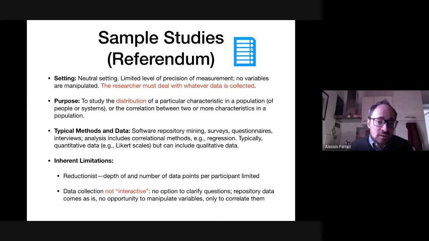The purpose is usually to study the distribution of some characteristics, so evaluating some frequency about the opinion on usage or the actual practice of usage of a certain technique, for example. And the methods depend, of course, on the type of actor that you consider. If your actor is a human, you normally do a survey, which is a questionnaire. If the actor is software, you use software repository mining. So mining software repositories, the techniques that I was explaining to you last time. And if we have time, we will do a lecture on that.